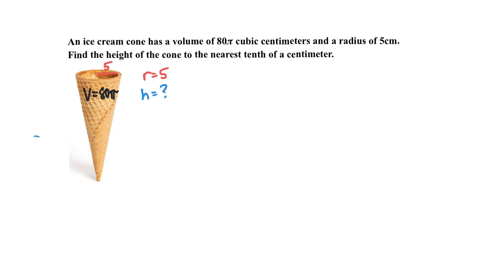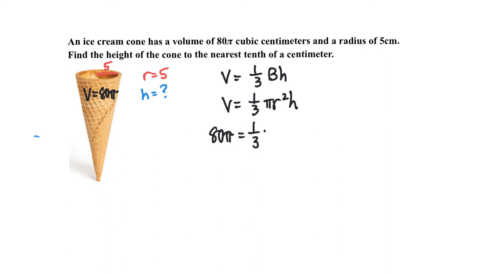Okay, let's put our formula. Volume equals 1/3 base times height. We know that the base is a circle, so that's pi r squared h. Let's plug in what we know. We know that the volume is 80 pi. 1/3 times pi. We know that the radius is 5. And we don't know the height. That's what we're solving for. Watch what I can do here.